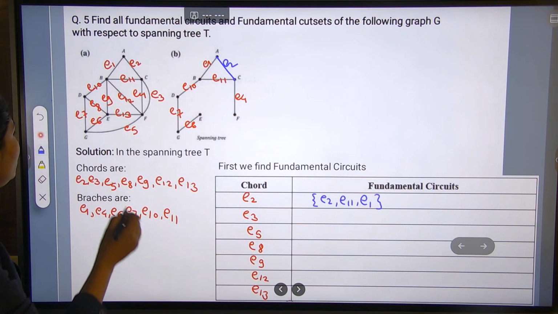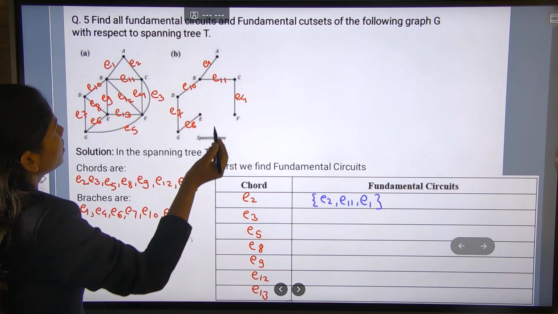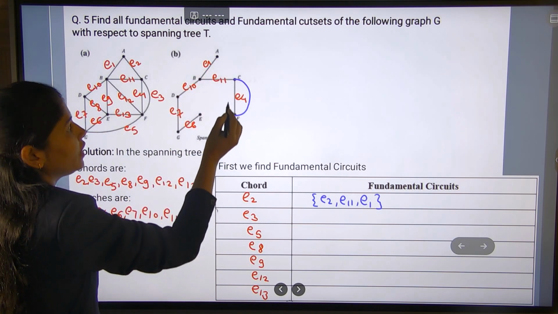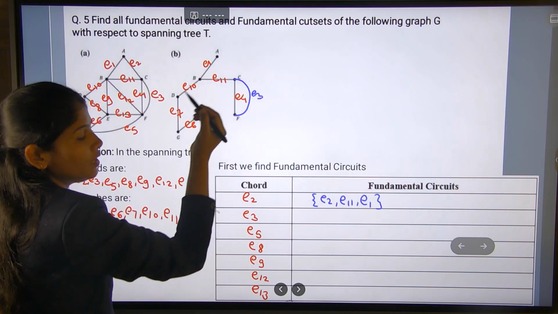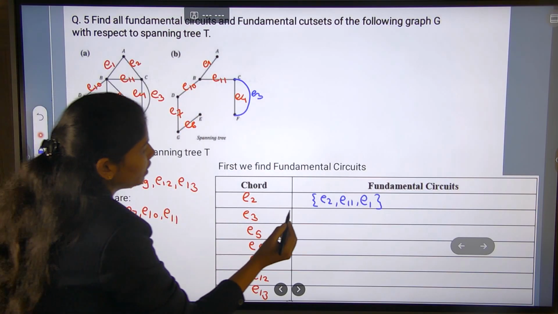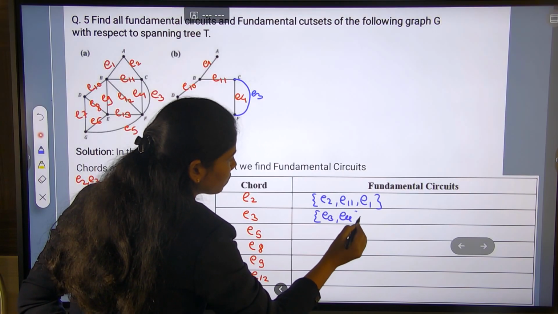Then for E3, where is E3? E3 is here. So we get here a fundamental cycle which has edges E3 and E4 only. So write down here E3 and E4.